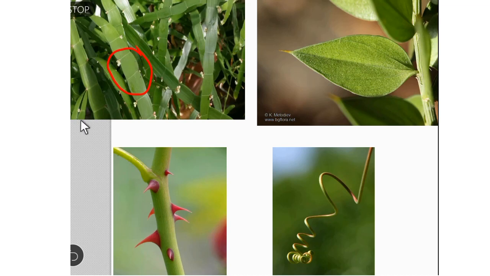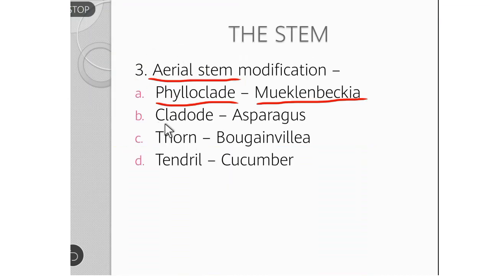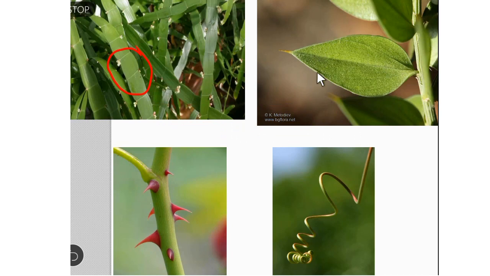Now the next one is a cladode. When a branch of a plant is modified to a flattened leaf-like structure, which is green in color and helps in photosynthesis, it is known as a cladode. The main example is asparagus. This picture here shows a cladode. This portion is a cladode, which is actually a stem modification which looks exactly like a leaf and helps in photosynthesis.